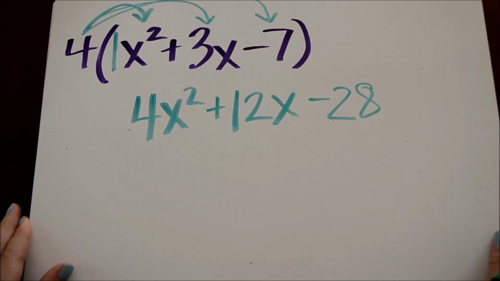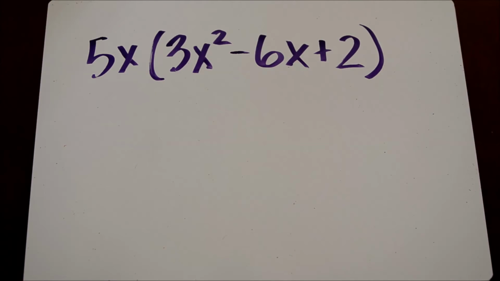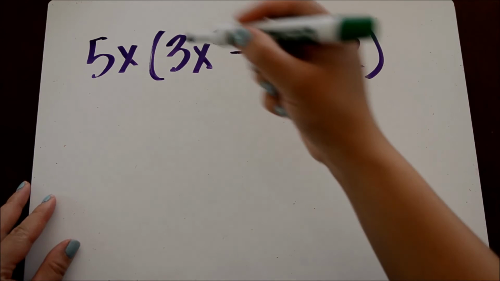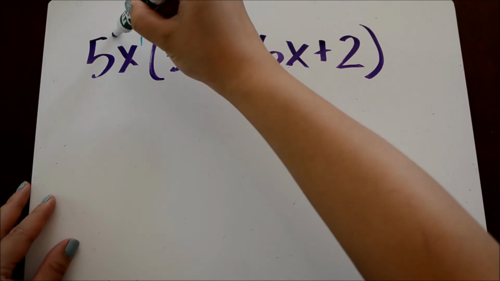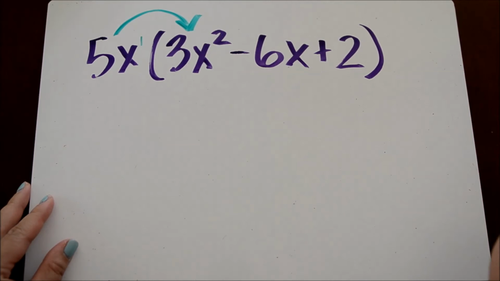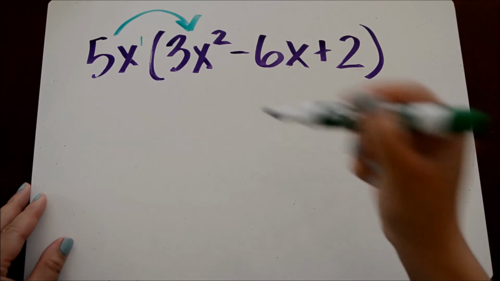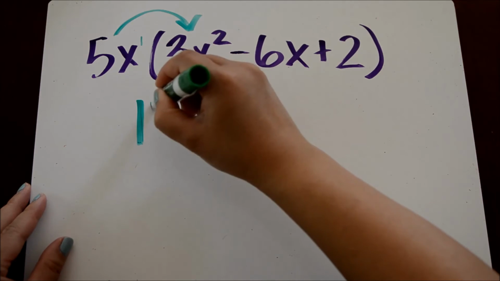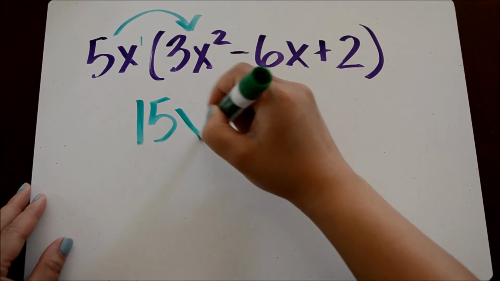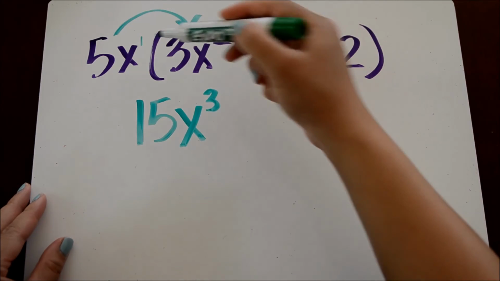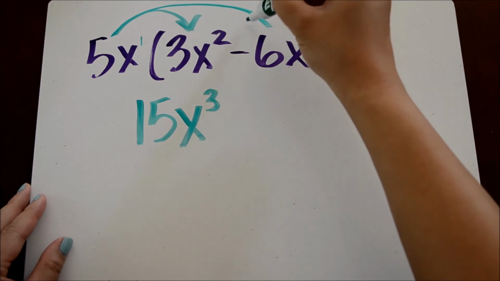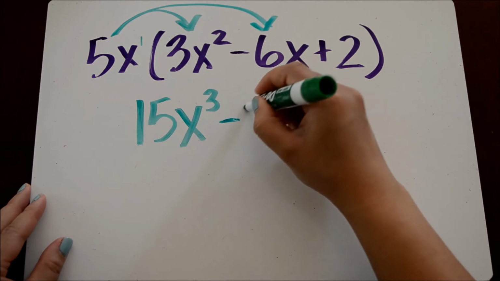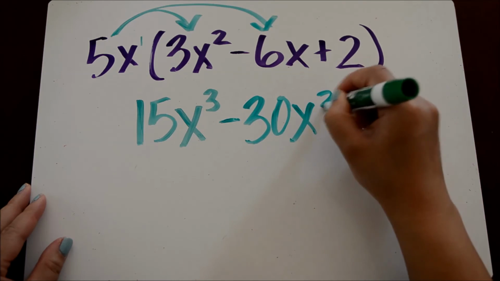Let's try one more example. Here we're going to distribute 5x, which means you have to remember a little bit about your exponent laws. When we multiply 5x, there's an x to the first power. There is an exponent there. 5x to the first power times 3x squared is 15x cubed. And the reason it's an x cubed is because we have x to the first, x squared, that becomes x cubed. 5x times negative 6 is negative 30x squared.